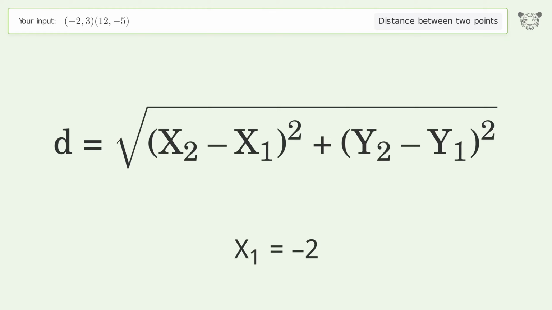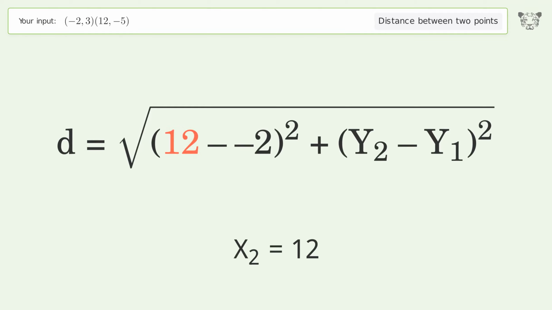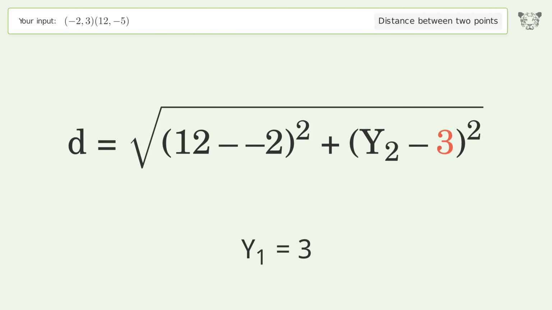x1 equals -2. x2 equals 12. y1 equals 3. y2 equals -5.